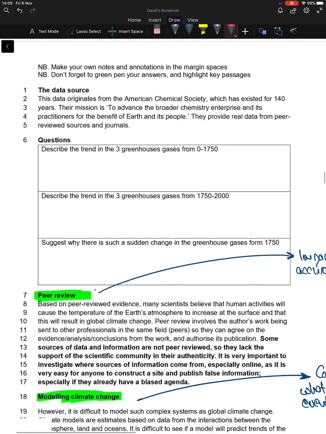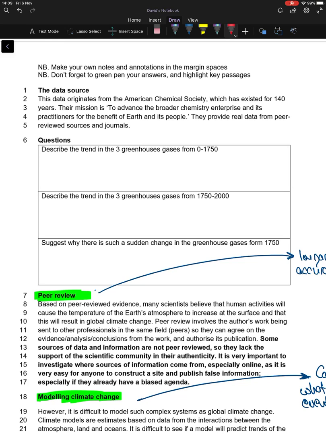Now let's have a look. Next page. The data source. So the data originates from the American Chemical Society, which has existed for 140 years. The mission is to advance the broader chemistry enterprise and its practitioners for the benefit of Earth and its people. They provide real data from peer-reviewed questions.